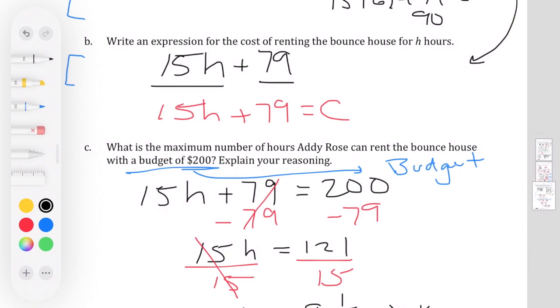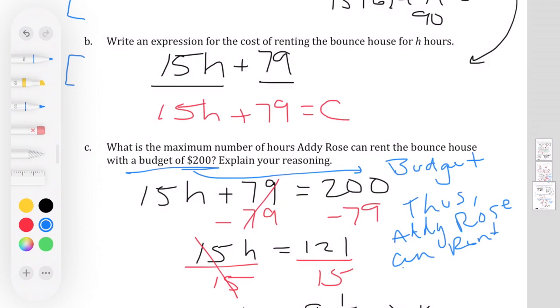So again, we found out our solution. If we have $200, it's 8 1/15. However, the company only wants to rent it for a full hour. So thus, Addie Rose can rent the bounce house for 8 hours.